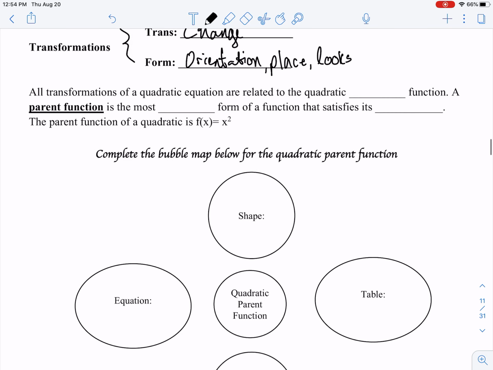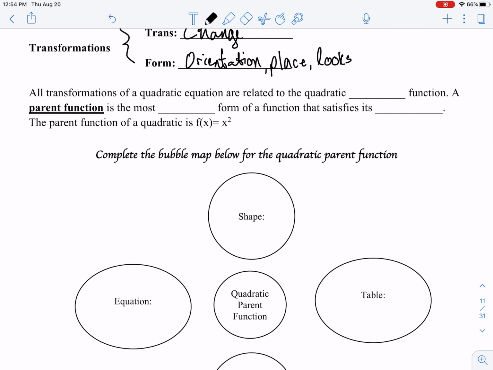Now all quadratics are related to the quadratic parent function. What is a parent function? A parent function is the simplest, most basic form of a function that satisfies its definition.